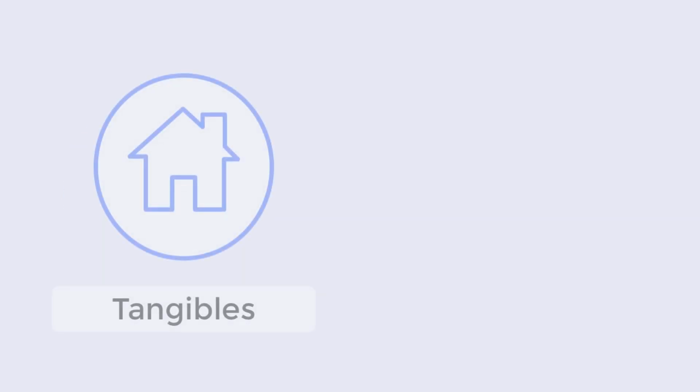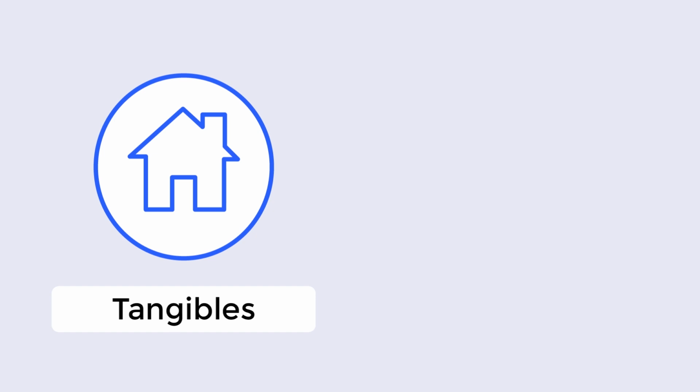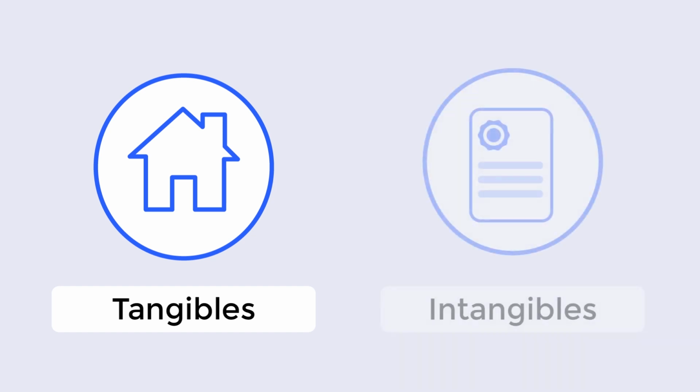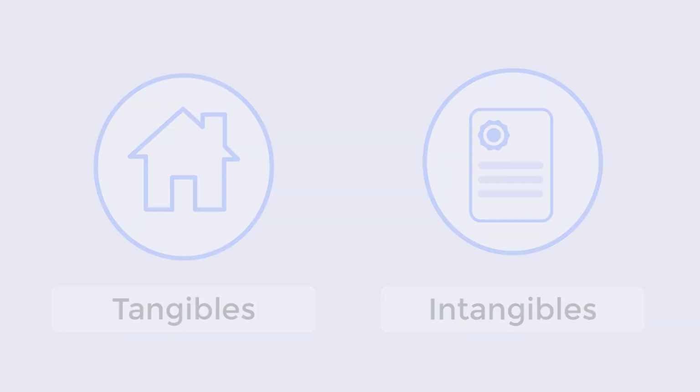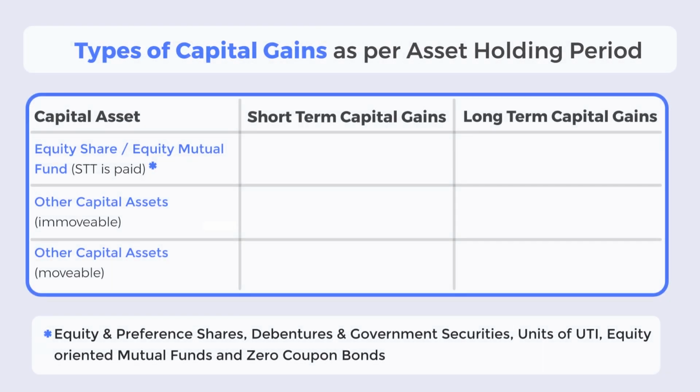These are possessions such as tangibles including land, building, vehicles, and jewelry. Equity shares and mutual funds are considered as tangible assets for income tax purposes, or intangibles including patents, trademarks, copyrights, etc. Now that we know what capital assets are, let's understand income from capital gains.